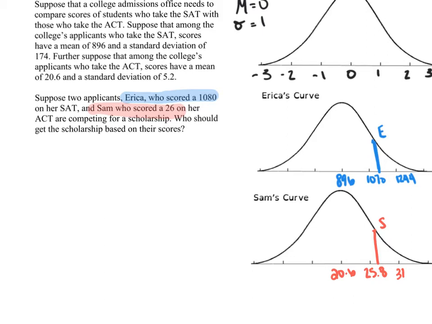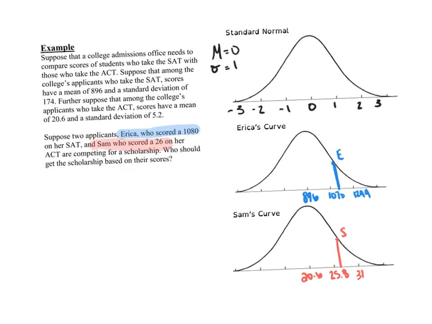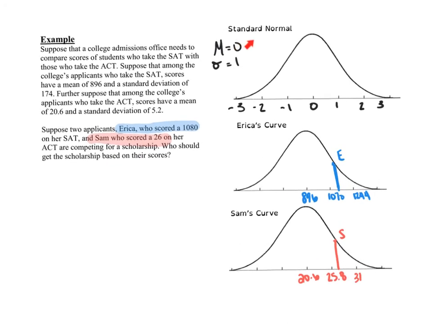So how do I fix that? Well, I need to get them back down to the same curve. And in this case, I need to get them both back down to the standard normal curve. Because what the standard normal allows me to do is transfer both their means to a mean of 0 and both their standard deviations to a 1. And I do that by using the z-score formula. The z-score formula is this: z is equal to x minus mu divided by sigma.